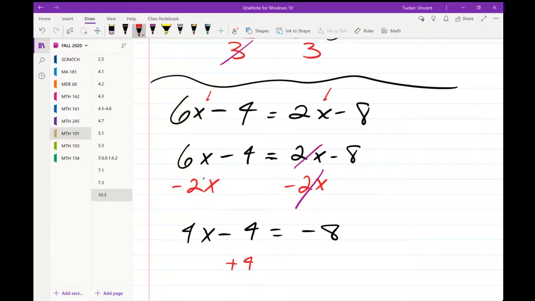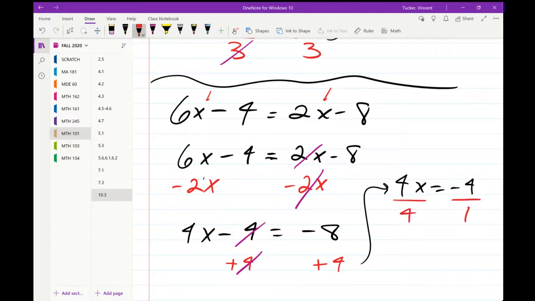Now I will add 4 to both sides. Notice we're doing the opposite operations to undo what was being done. So I had to subtract 4, so I'm going to add 4 to both sides. They cancel on the left. Leave you with 4x equal to negative 4. And we can finish this all by dividing by 4. 4's cancel on the left, leaving me with x. And then on the right, negative 1.